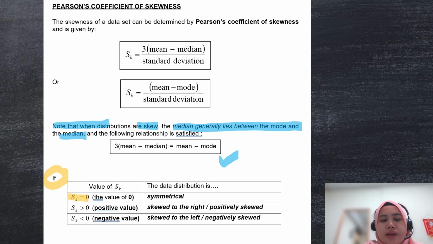If your S sub k is equal to 0, that means the data is symmetrical. If your value is positive, it is skewed to the right, or positively skewed. But if your value is negative, it is skewed to the left, or negatively skewed. So by using these two formulas, you should get values with the same sign, either positively skewed or negatively skewed, right?